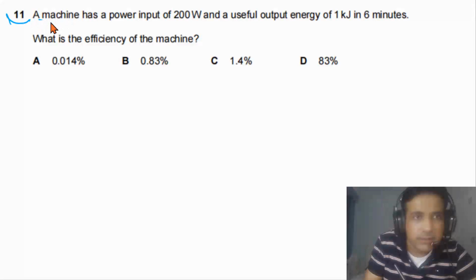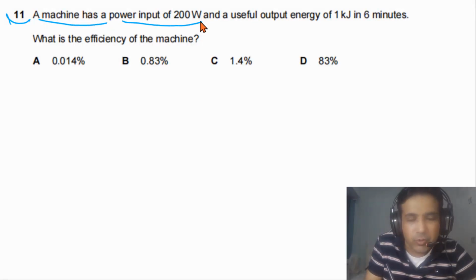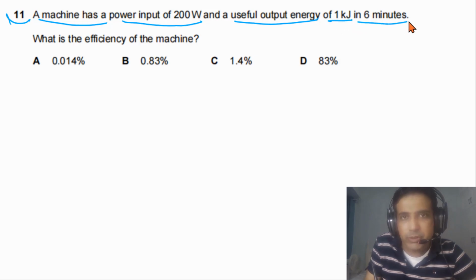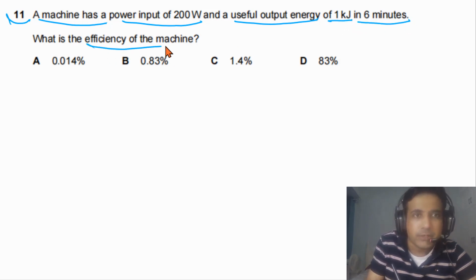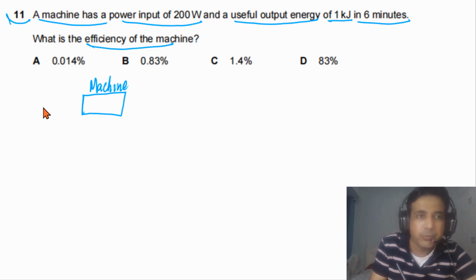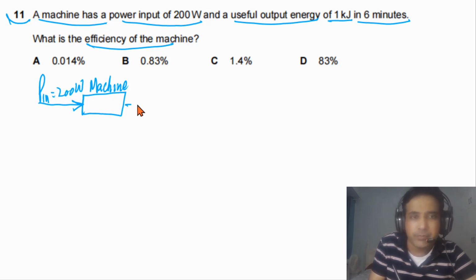Question 11 says a machine has a power input of 200 watts and a useful output energy of 1 kilojoule in 6 minutes. What is the efficiency of the machine? So in this case, first of all we can draw the machine. Here we have the machine. Input power is given to us, so we can draw the arrow. Input power P in is given, that is equal to 200 watts, and useful P out we need to find out.